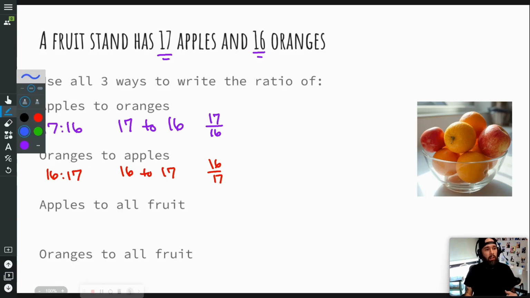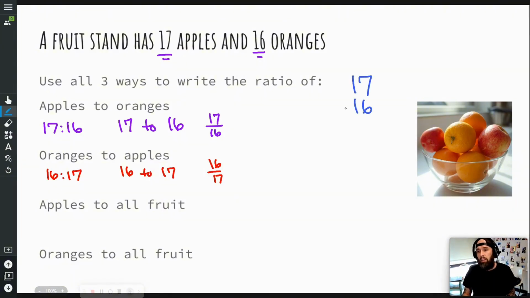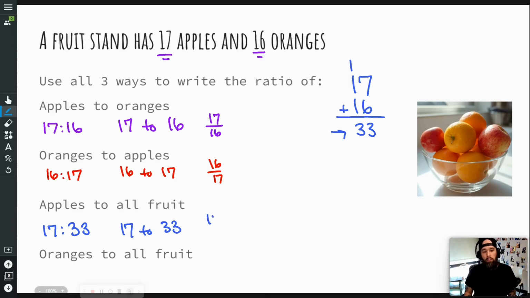So let's go to the side and say, all right, well, in order to find all the fruit, I need to add 17 plus 16. Let's do that the old-fashioned way. 7 plus 6 is 13. Write out the 3, carry the 1. 1 plus 1 plus 1 is 3. So we end up with 33 total pieces of fruit. So apples to all fruit is going to be that 17 apples to all fruit, which is 33. I can write that out as 17 to 33, or I can write that out as 17 over 33, just like that.